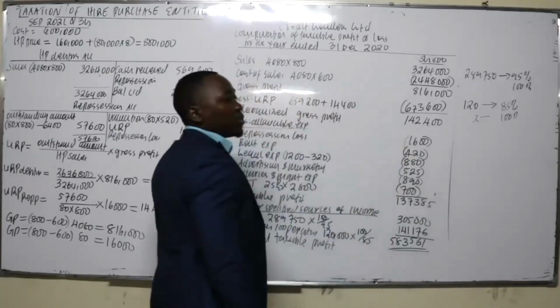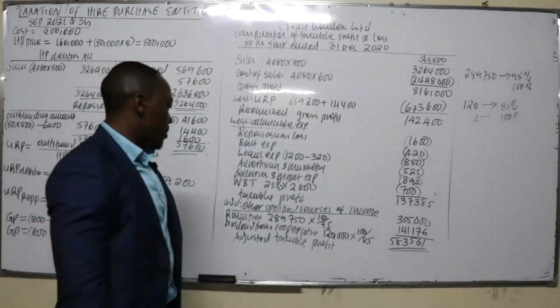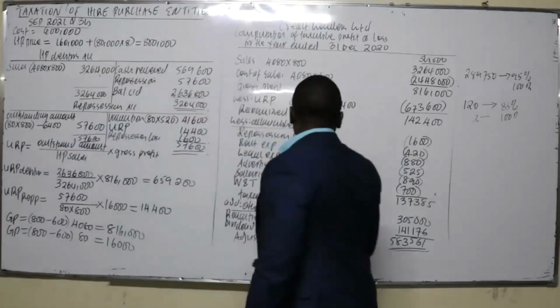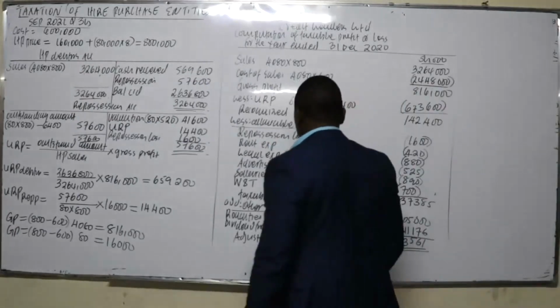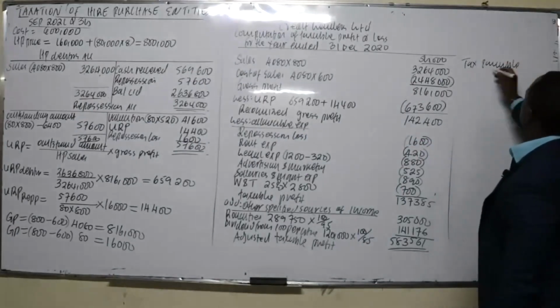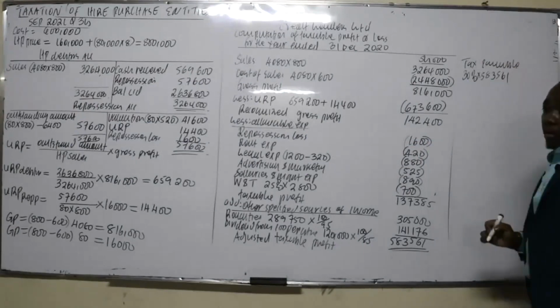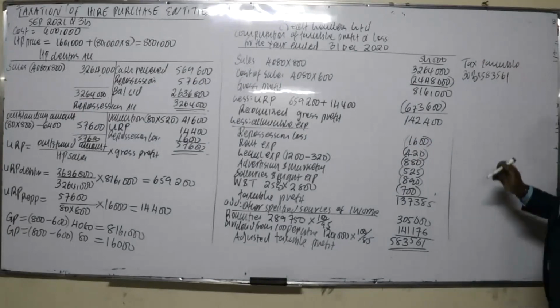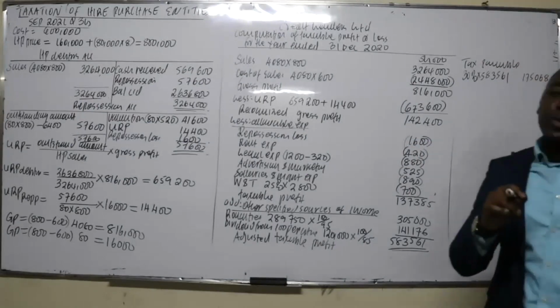If you had to get the tax payable, how much would be the tax payable? So for tax payable, you just take 30% of 583,561. You get an amount of 175,068. Now, that's the tax expense, but now you want the tax payable.